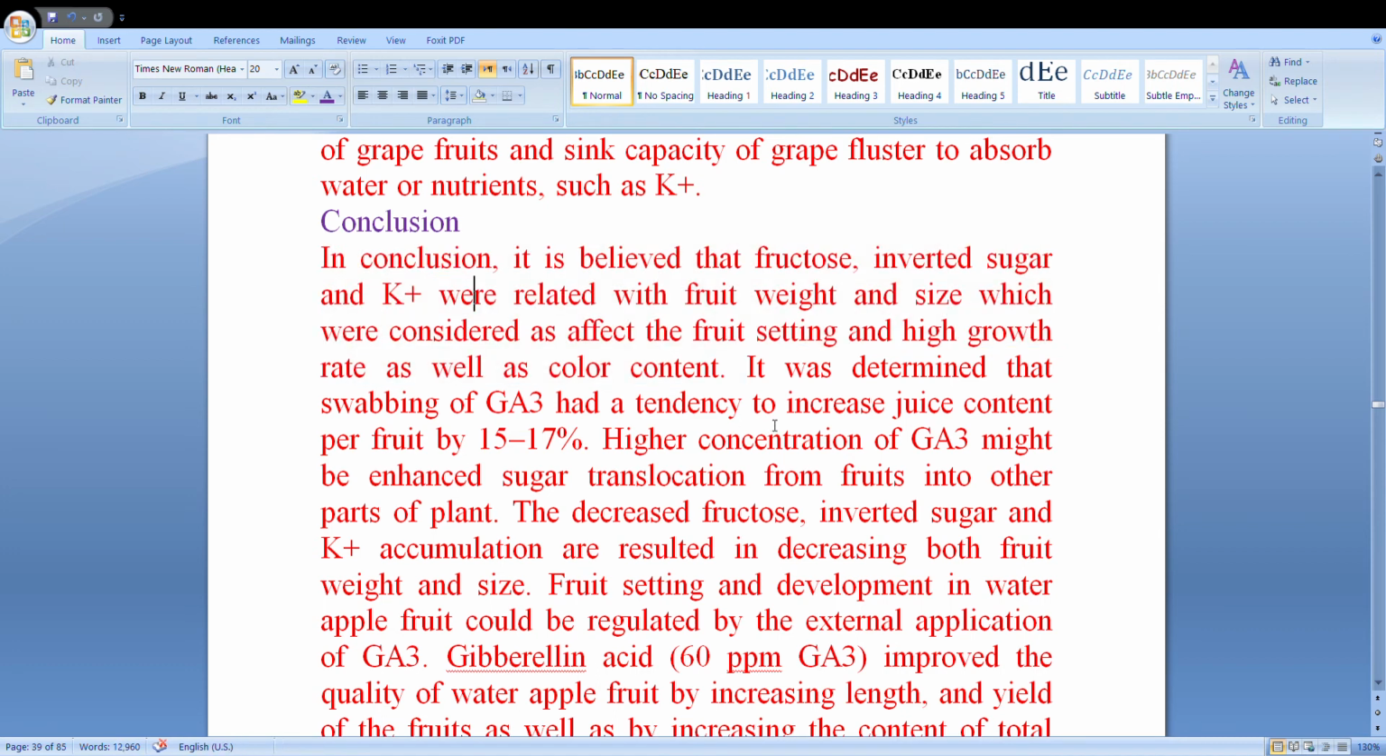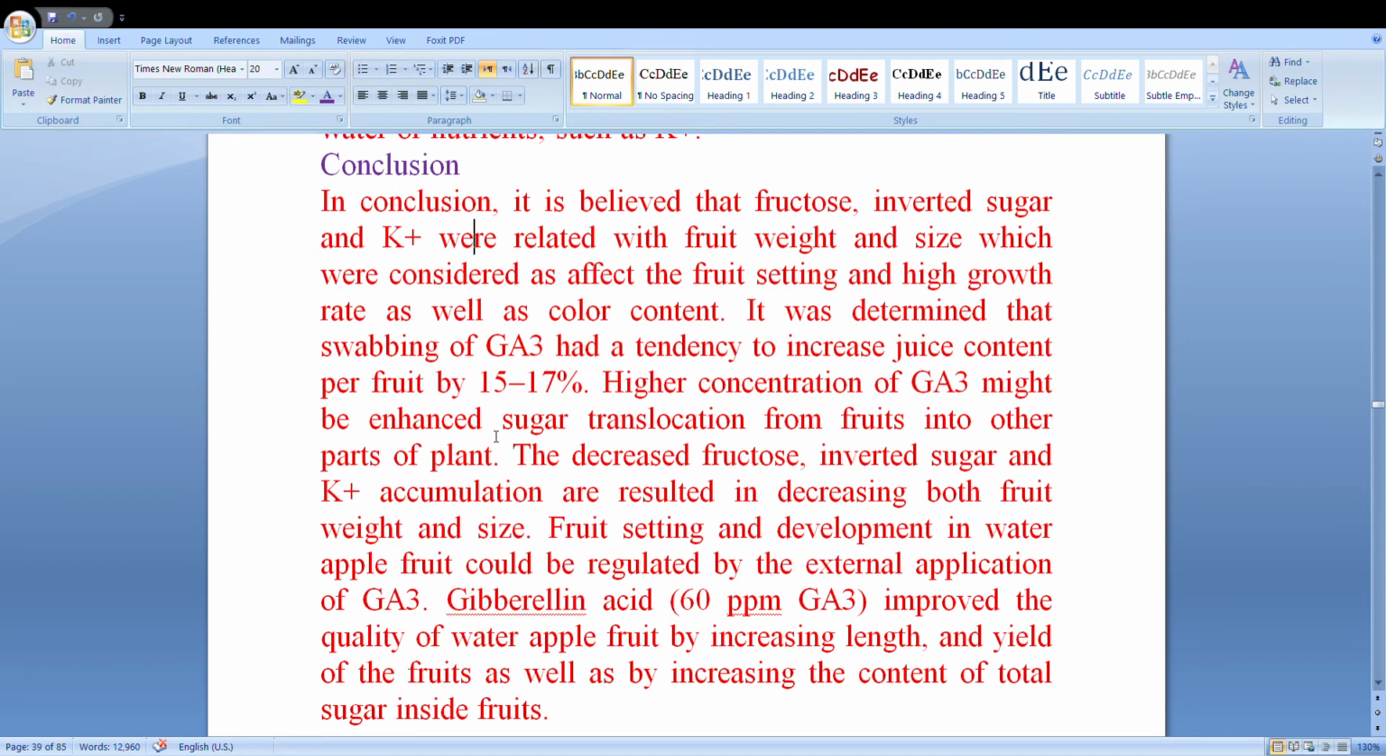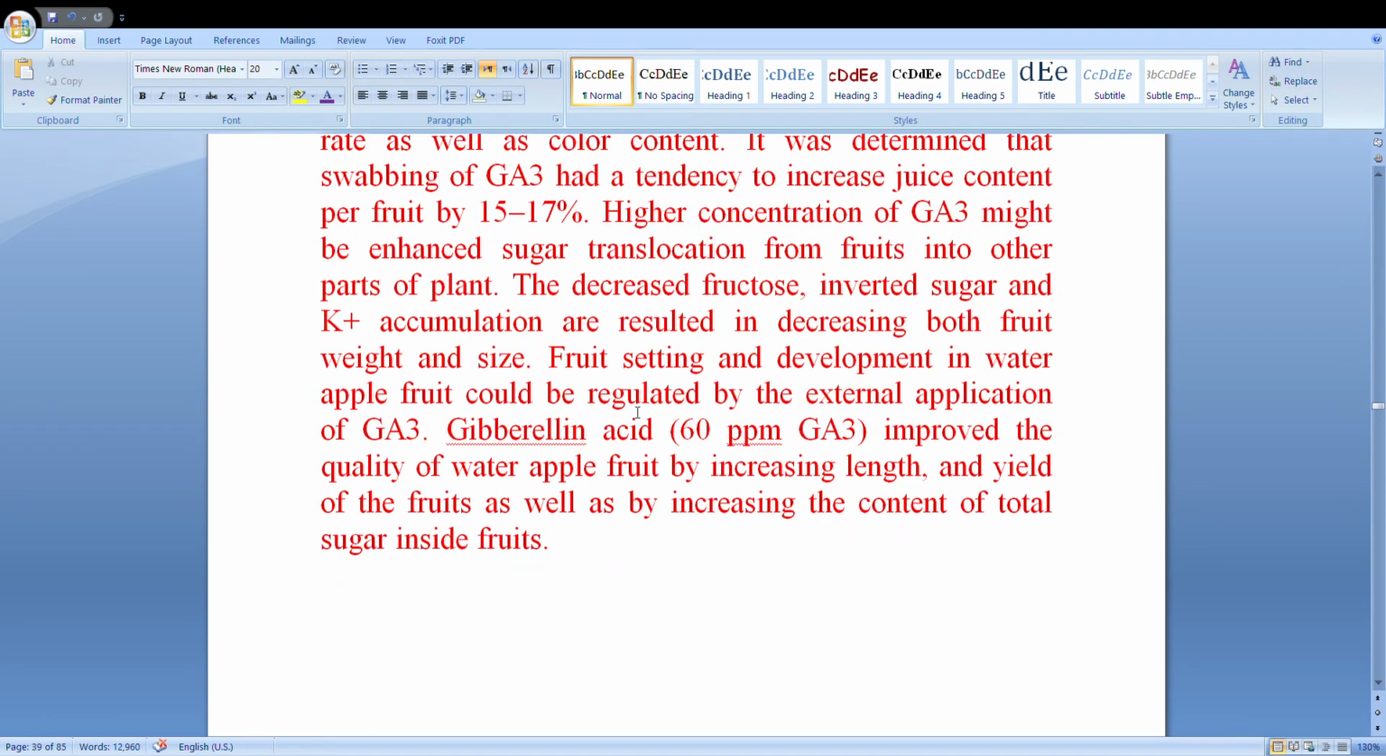It was determined that some techniques, J3, had a tendency to increase the juice contents. Fruit setting developed in water apple could be regulated by the external applications of the J3. Application of 60 ppm improved the quality of the water apple fruits, increasing the length and the width of the fruits as well as increasing the contents of the total sugar inside the fruits.